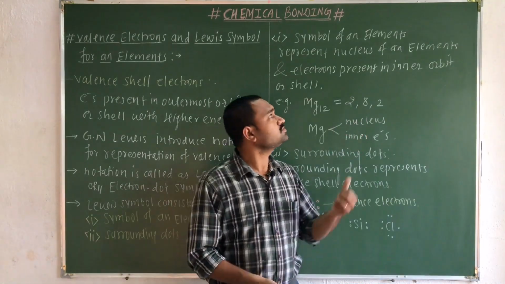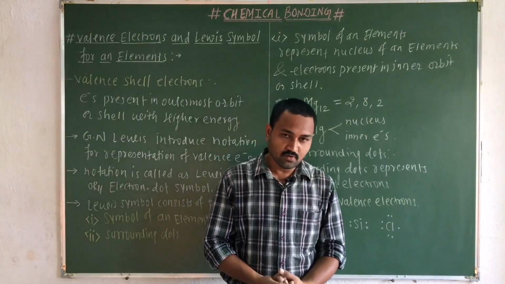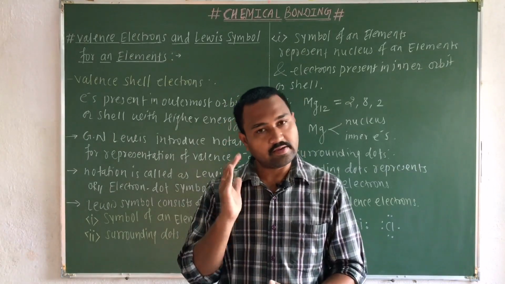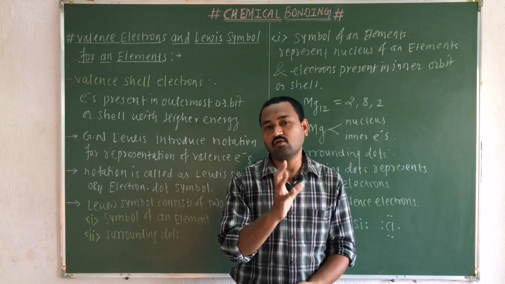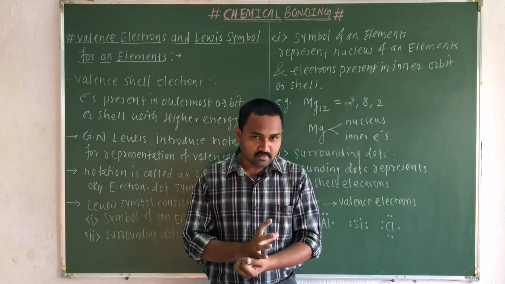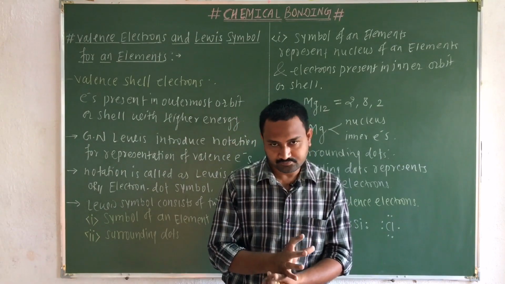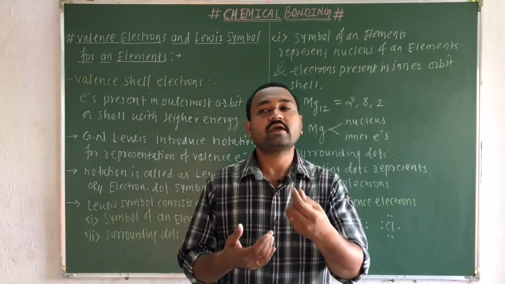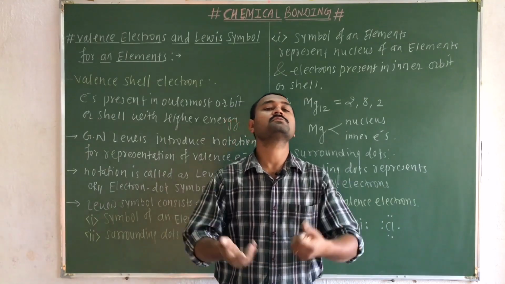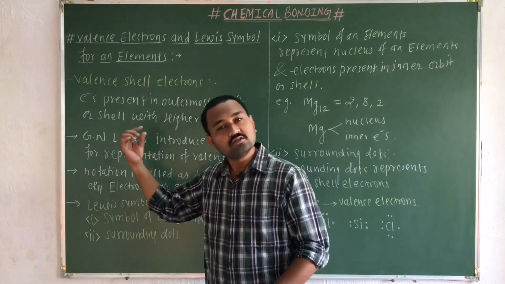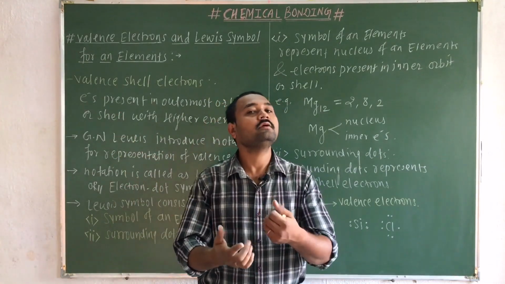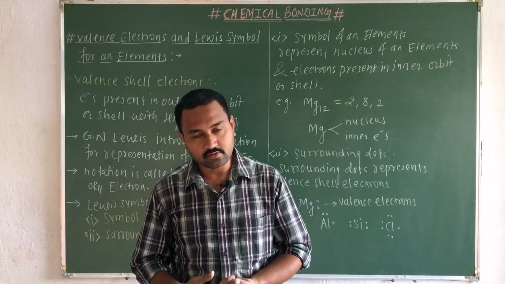Okay, what is the use of this particular Lewis symbol? Remember, this Lewis symbol gives an idea about the normal valency of an element. That means how many electrons can be gained by that atom, or how many electrons can be lost by that atom, or shared by that atom. So this is the importance of the Lewis symbol. It is a simple topic, but it is very interesting and very important.